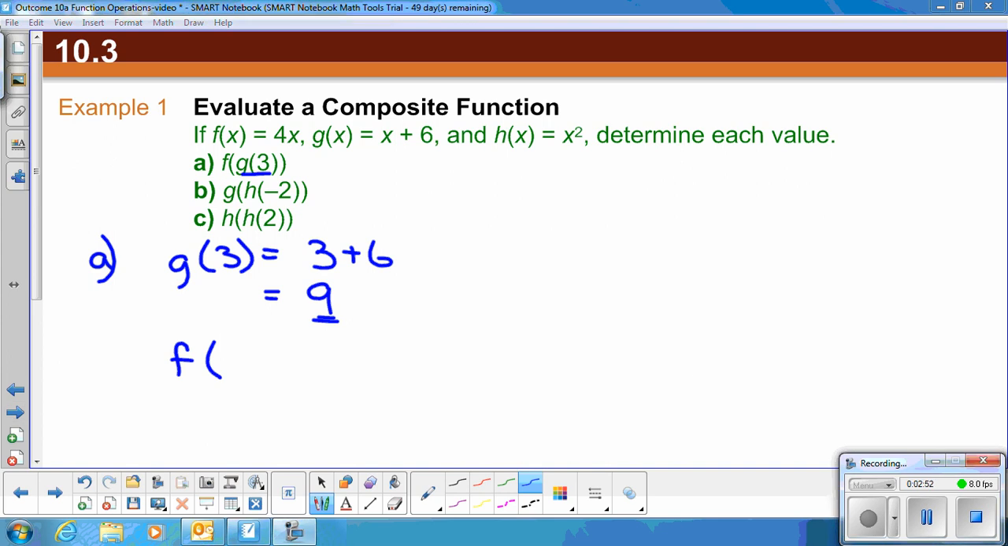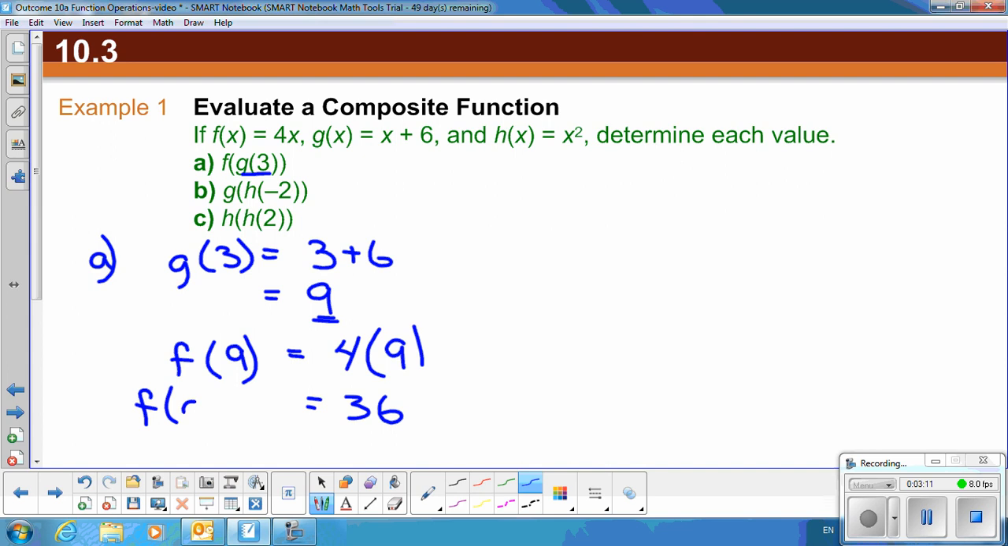Now that we have our answer for g at 3, we're going to substitute that value of 9 into f of x. So we're going to replace x with 9. So in f of x, then we have 4 times 9, or 36. So f of g at 3 is 36. The other method would be to substitute in the equation for g of x into f of x for x, come up with a new equation for f of g of x, and then substitute in 3.